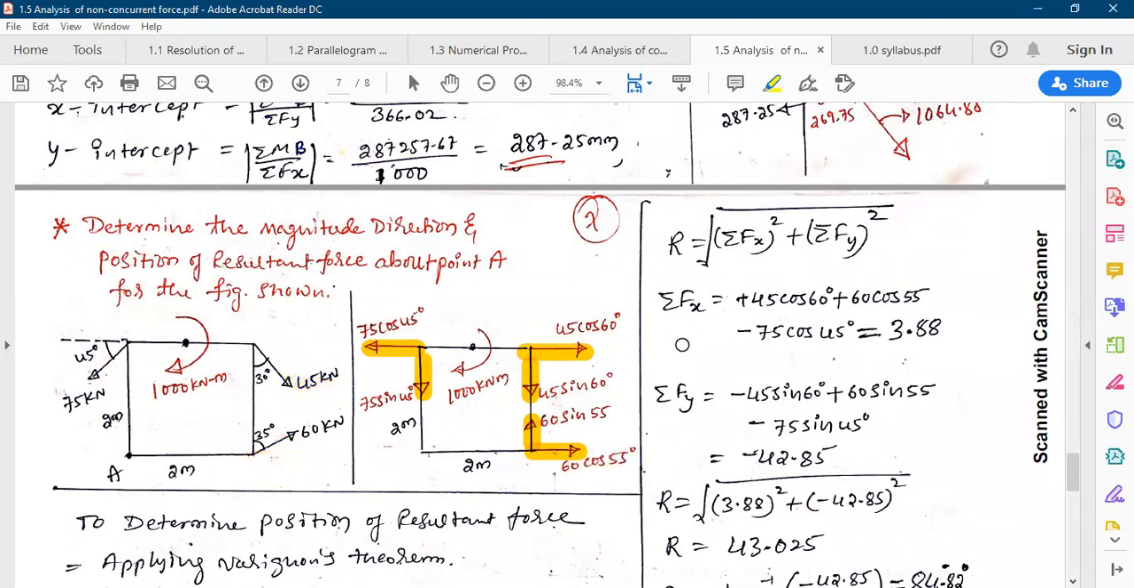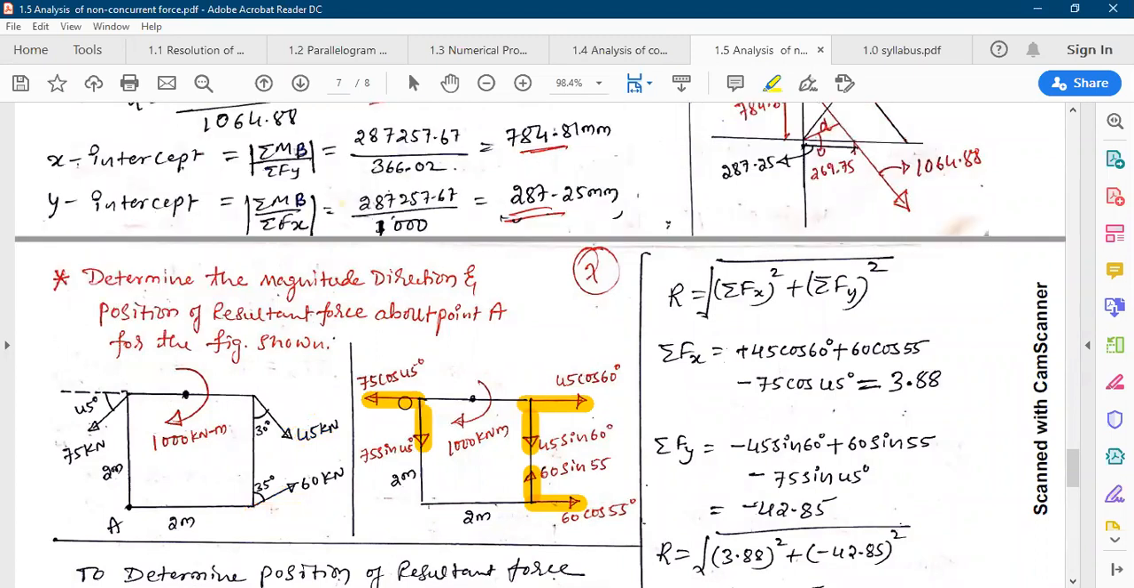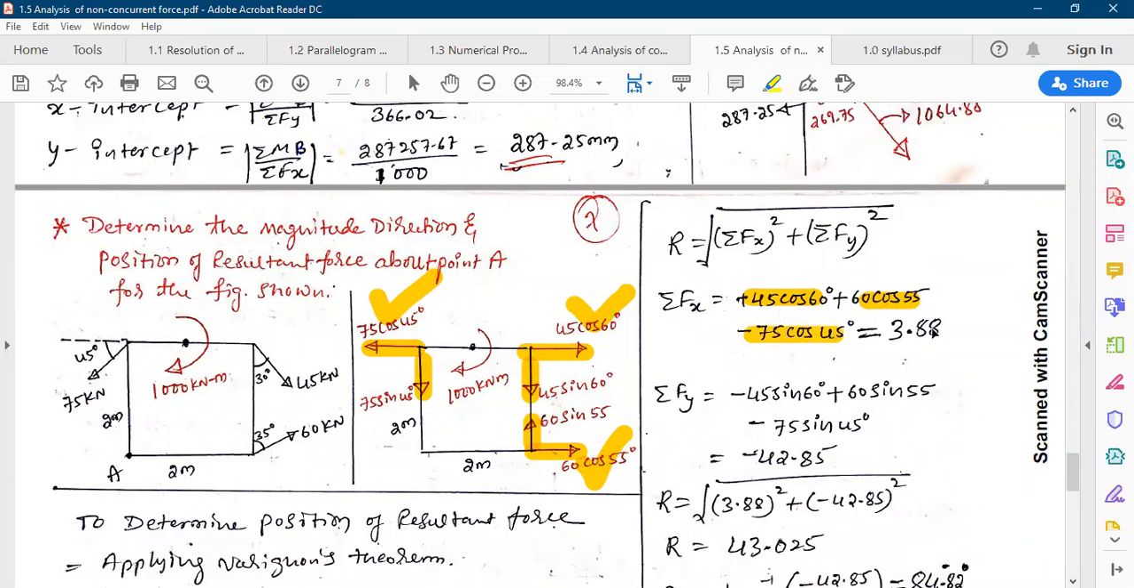Now add all the x components. Add this, this, and this. So 45 cos 60 acting rightwards is positive. Similarly, 60 cos 55 is acting rightwards, positive. 75 cos 45 is acting leftwards, so leftwards is taken as negative. The summation of this will be 3.88 kilonewton.